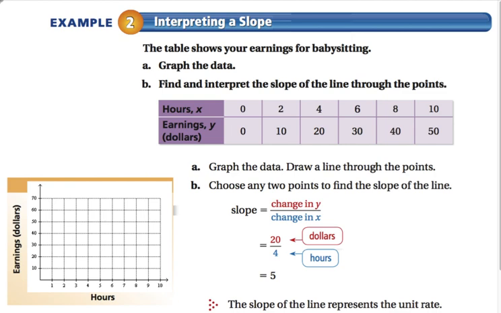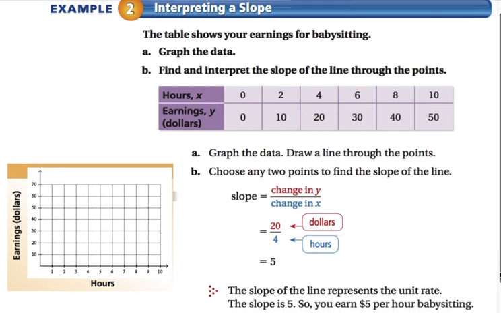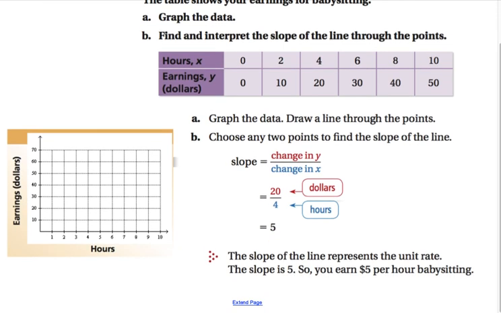The table shows your earnings for babysitting. Graph the data. Interpret the slope of the line through the points. Okay, let's start by graphing the data. For 0 hours, you make $0. Okay, no surprise there. 2 hours is $10. 4 hours is $20. 6 hours is $30. 8 hours is $40. And 10 hours is $50. I'm going to go ahead and connect it with a straight line because I guess you could work partial hours. Choose any 2 points to find the slope of the line.